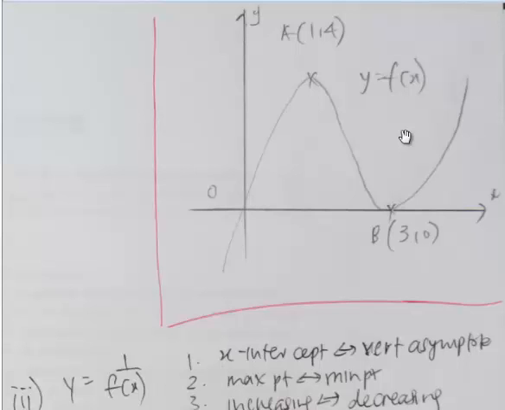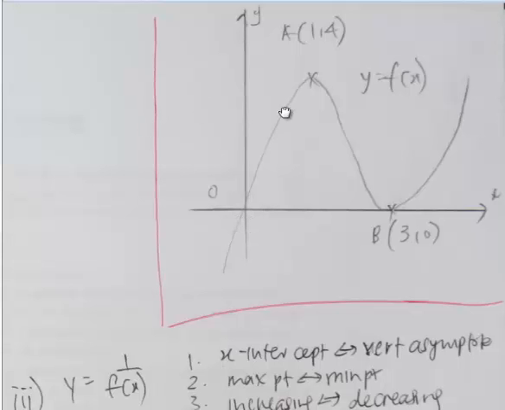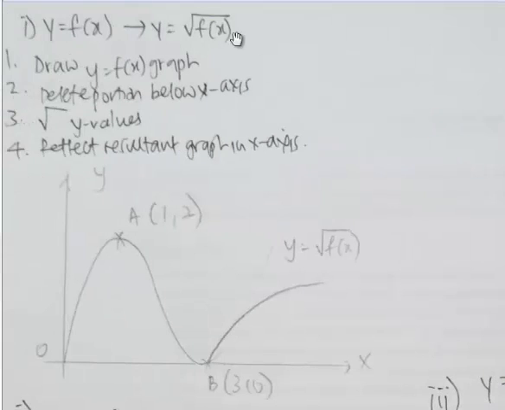We are given a graph of y equals f(x) where the maximum point is at A(1, 4) and the minimum point is at B(3, 0). It then passes through the origin at (0, 0) as well. So for part 1, we need to sketch the graph of y equals positive square root f(x), which means it's only the positive part of the y squared equals f(x) graph.